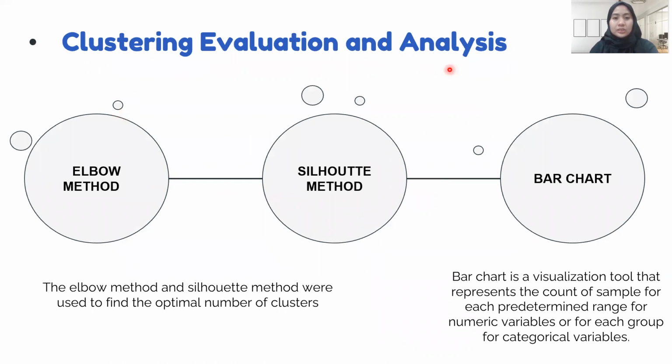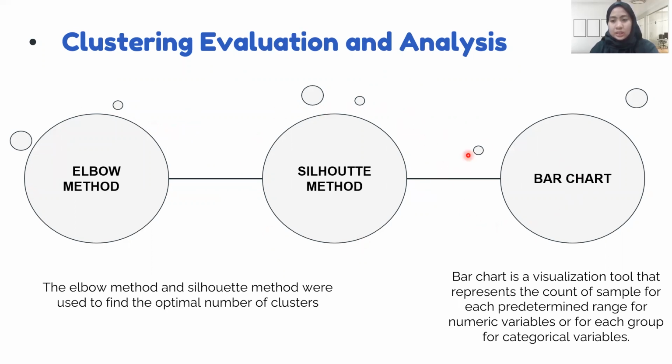And then for clustering evaluation analysis, we're using the elbow method and also the Silhouette method to find the optimal number of clusters. But the Silhouette method is used for certain datasets, because when using the elbow method, those datasets have an ambiguous choice, either k equals 3 or k equals 4. So the solution is using the Silhouette method.